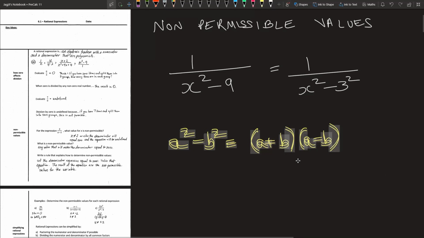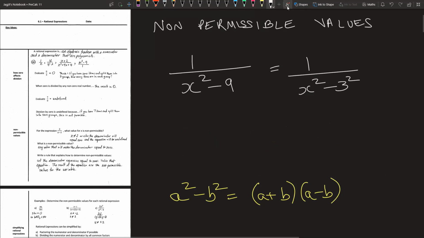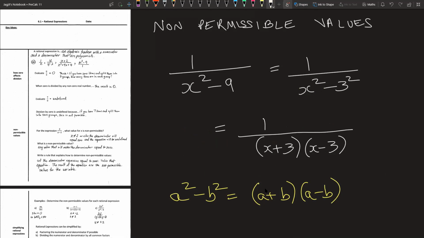I'm just going to leave it over here. And then what would you do? Well, you're going to say, I can factor that further because this resembles a squared minus b squared. So it'll be a plus b times a minus b, which means it'll be 1 over x plus 3 times x minus 3. You see, you have two denominators.